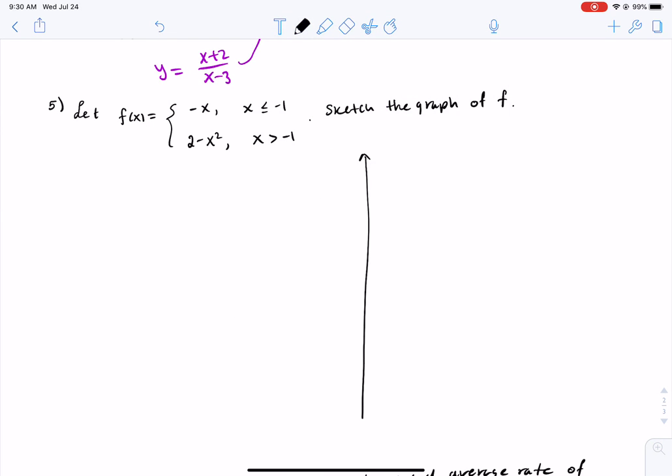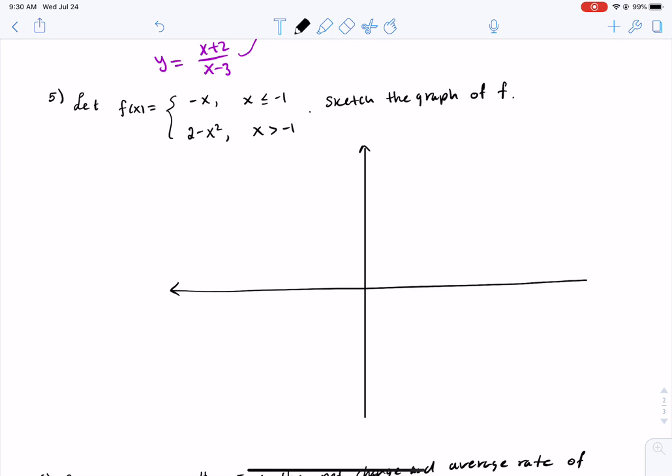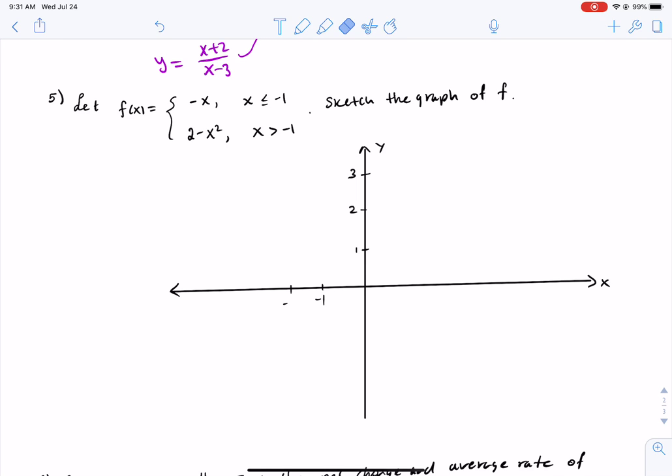So here's the y-axis. Here's the x-axis. And so here is -1. So here will be 1. Here will be 2. Here will be 3, and so on, right? -2.